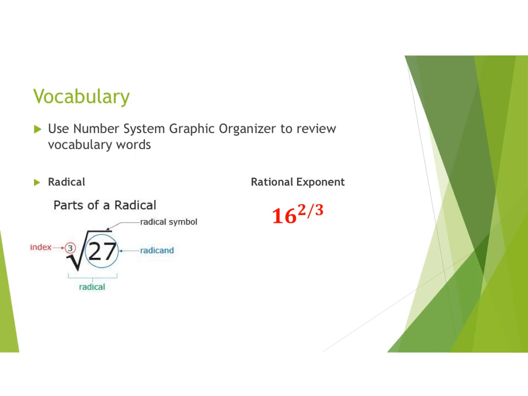Two ones we're going to focus on today is the parts of a radical. A radical has the whole radical symbol. The radicand is the number inside of the radical, and the index is the number outside. We also call the index a root. And a rational exponent, if you remember from your graphic organizer, a rational number can be written as a fraction. So we're going to be dealing with exponents that have a power that is rational.